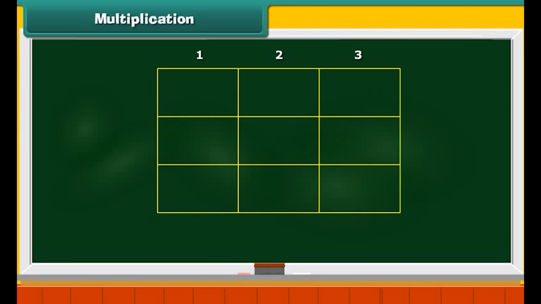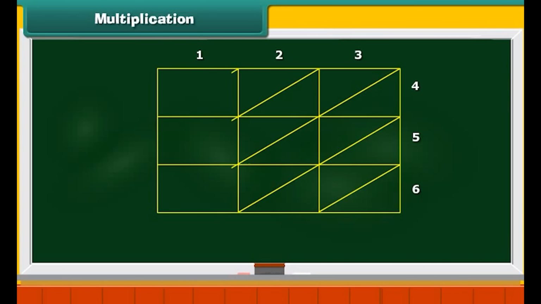On the right, write 4, 5, and 6 from top to bottom. Divide each cell of the table into 2 with the help of a diagonal. Multiply 1 by 4. Write the result as 04 in the first cell. Multiply 2 and 4 and write the result as 08 in the second cell, and so on.